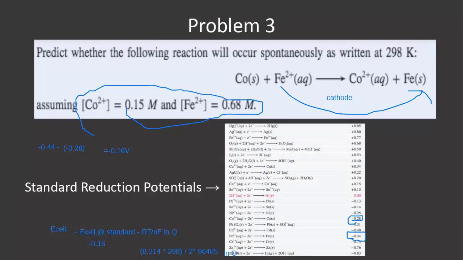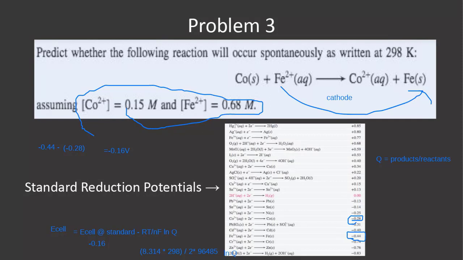Yeah, it's going to be products over reactants. So going back to the equilibrium chapter, you guys know why we only include the ions in this problem when we're doing products over reactants? Exactly, yeah. There's a reason: cobalt solid and Fe solid, they're solids, right? We don't include solids in our equilibrium. So keep that in mind.